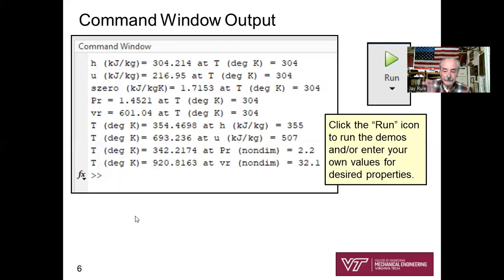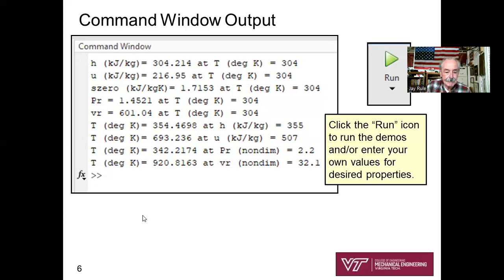Okay, command window output. Okay, so if you click your run icon, once you've loaded this file in the MATLAB, here's the result you're going to get. And so you see, my output I'm formatting H with units is 304.2 at an input temperature, degrees K, of 304. And so you get so PR is 1.4 at an input temperature of 304 degrees K. I think you get the idea.